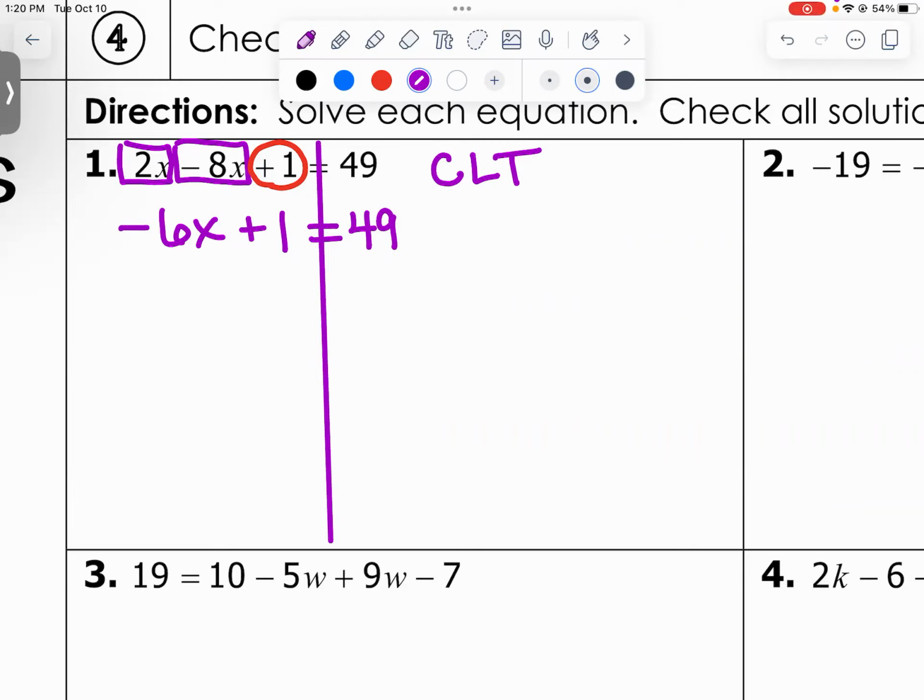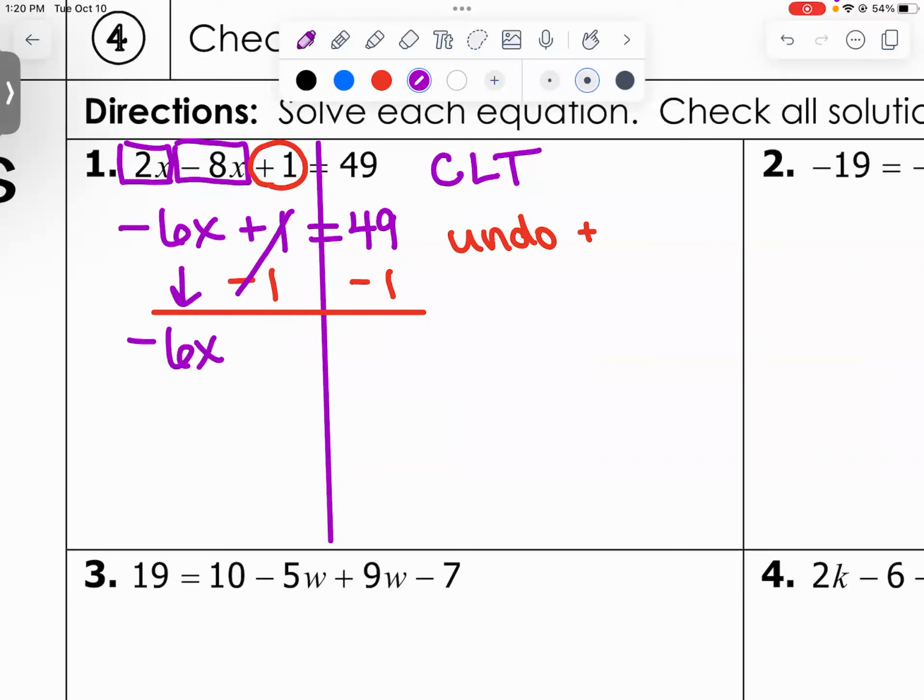Which number is the furthest from x that we need to move? The 1 is. So look over here at group 7. They did a really nice job showing and organizing their work here. They subtracted 1 from both sides. We need to undo the addition of the plus 1 by subtracting 1 from both sides. So the 1 minus 1 is going to cancel, but we still have the minus 6x. What's 49 minus 1? 48.